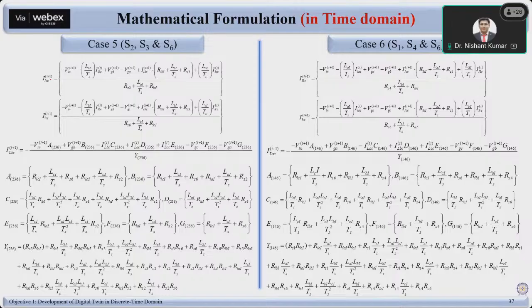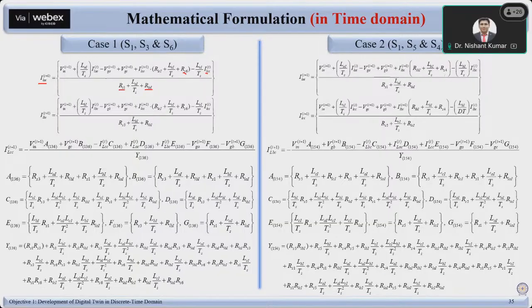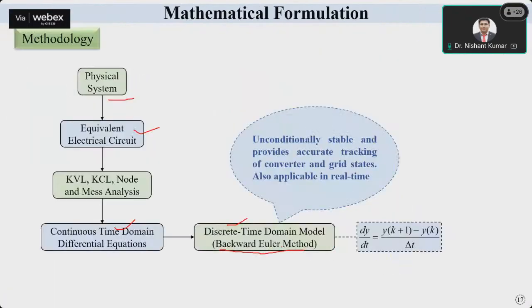L di by dt, we can say simply, is for the inductor, but you are not seeing any d terminology here. Why is this? Because we have already discretized. So for doing the discretization, what is used here? Here we have used the backward Euler method, right?